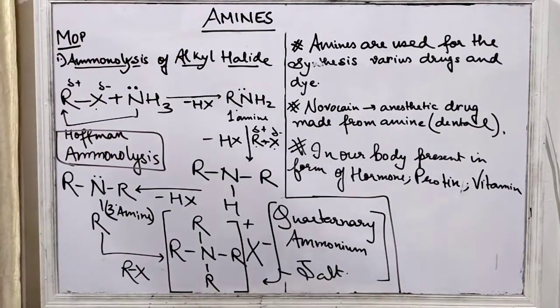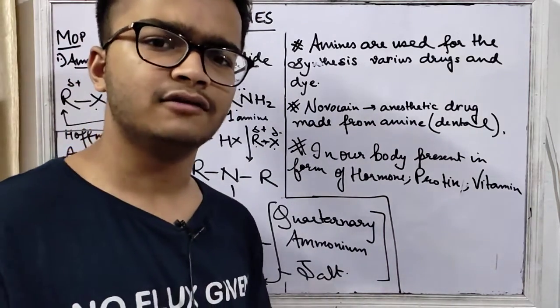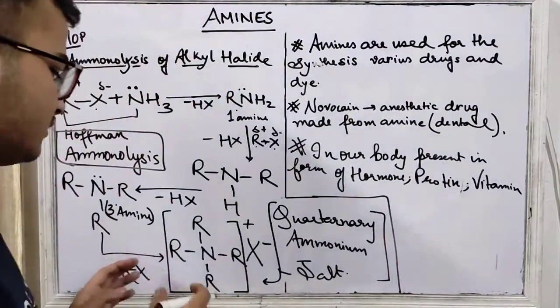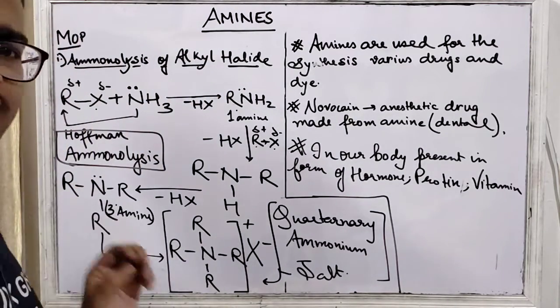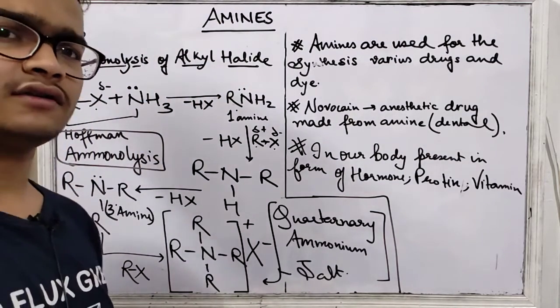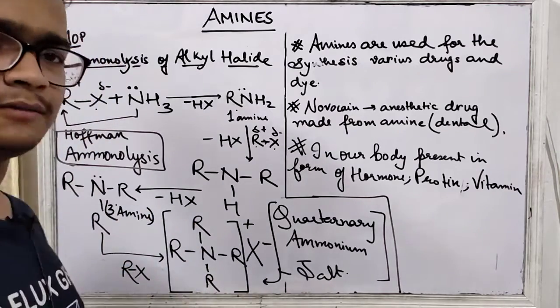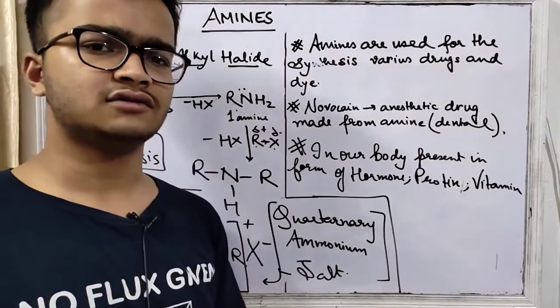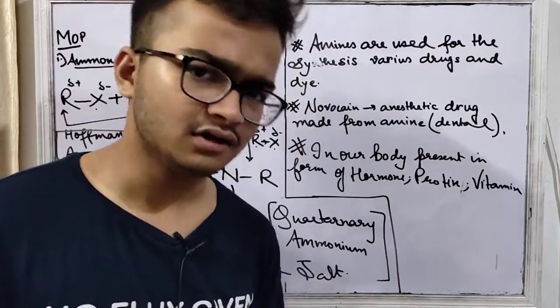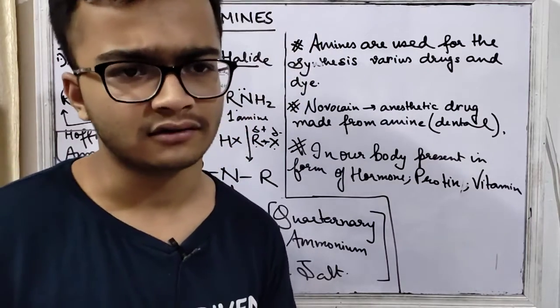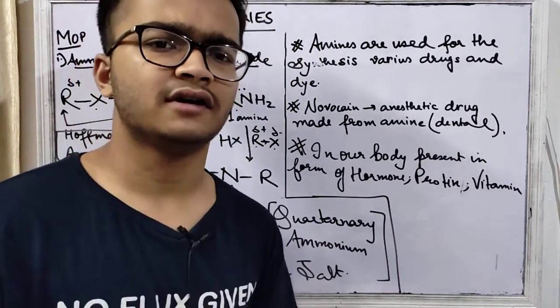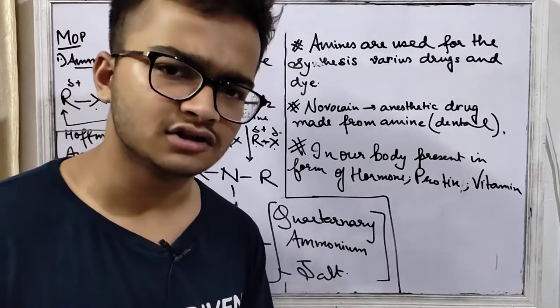Now if they ask you why the quaternary ammonium salt is being formed, you can easily answer that since there is no hydrogen in the 3 degree amine, the positive charge and X with a negative charge together form a complex salt which is called the quaternary ammonium salt. So copy it up to this much. Next we will learn about the further processes of preparation of amines.